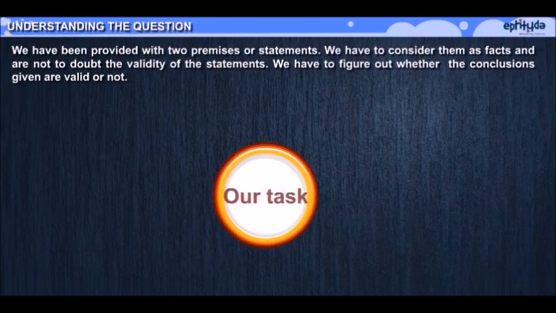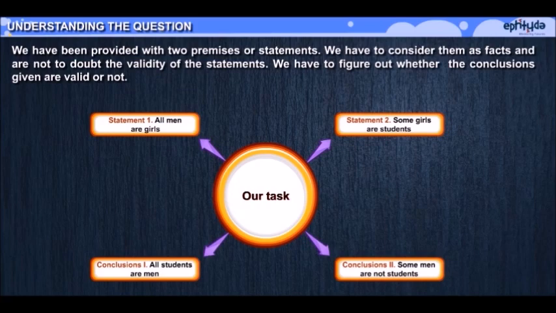Our task is to use 2 statements or premises and answer whether the given 2 conclusions are valid or not. The students cannot violate the statements given. For example, all men are girls, we know has 2 possible interpretations. Using this statement, if we say that no girl is a man, we will violate the fact given to us. If we say all girls are men, that is a possibility. And also, if we say that some girls are not men, even that is a possibility.